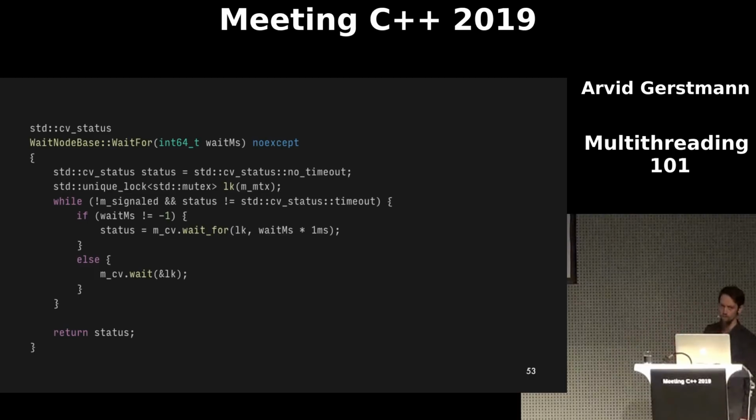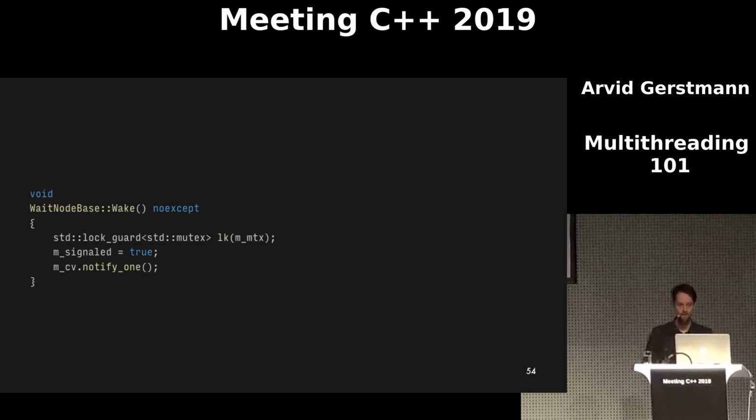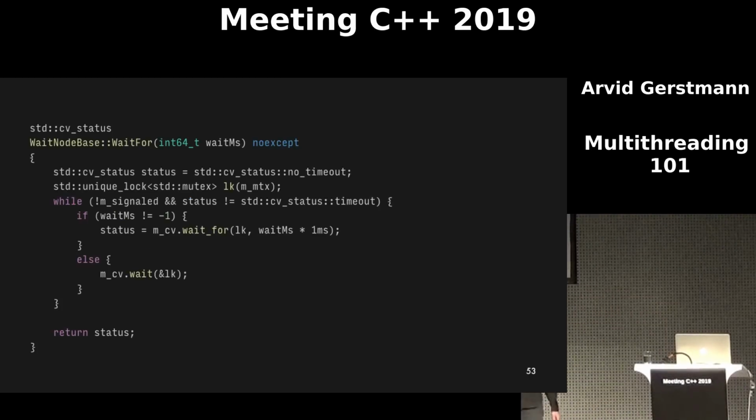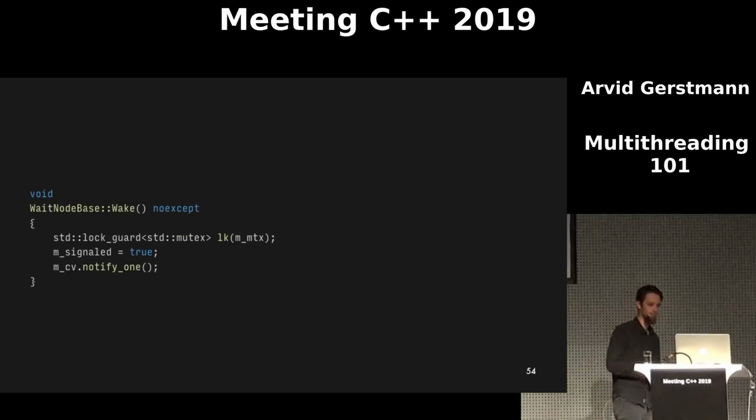Now we need the other half, which is wake. So the wake up is pretty simple, actually. We're acquiring the same mutex. Remember, the mutex is guarding our shared resource, our boolean. We can only modify this boolean, because it is not atomic, under the mutex. We're using a lock guard here. There's no need for a unique lock. And we're setting it to true. And then we're calling notify_one. Notify_one will then wake up a single thread, and the previously shown function here will return.